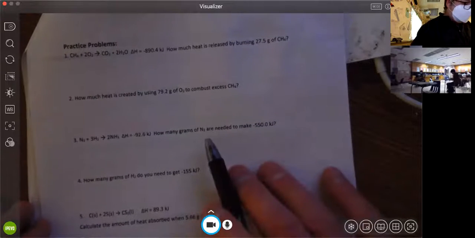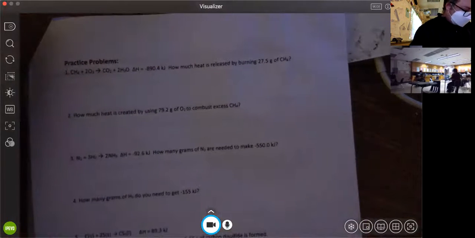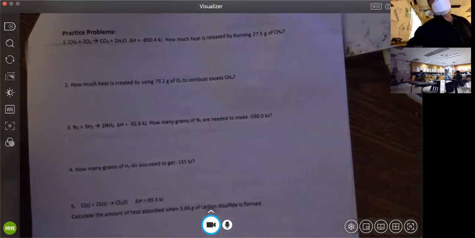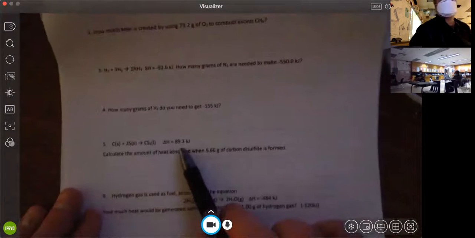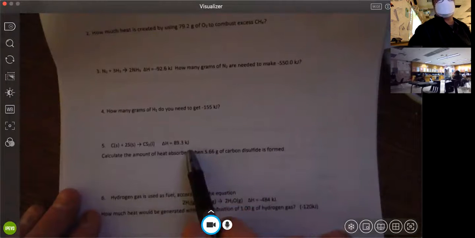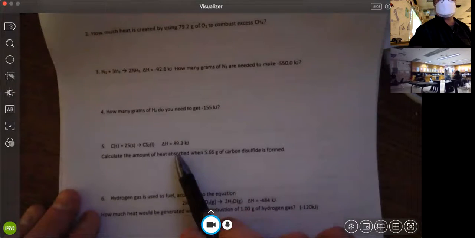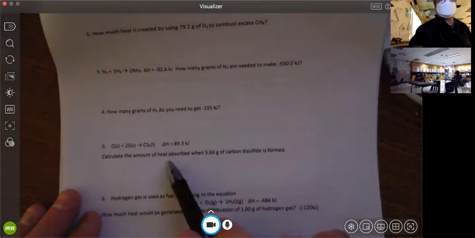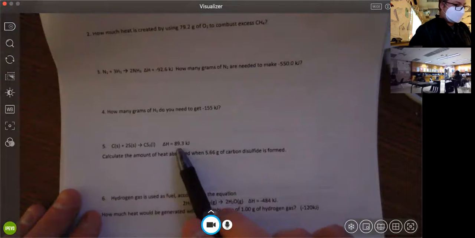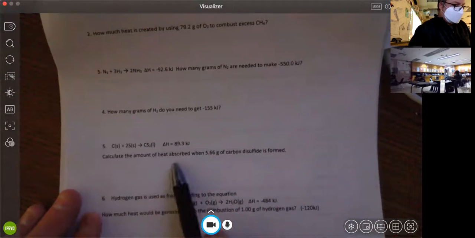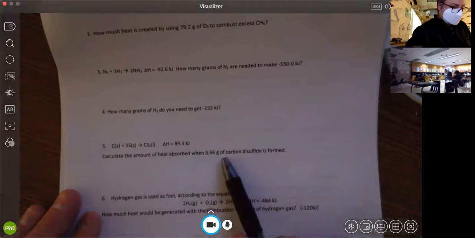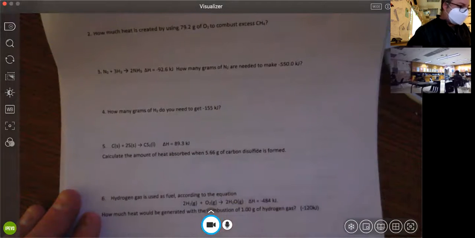All right, so let's do one from yesterday, or one similar to the ones from yesterday, to bring us back into it. So these reactions right here, if we have something that gives us the delta H, if that delta H is positive, that means it's absorbing, or it's endothermic. If that delta H is negative, that means it's losing that energy, or it's exothermic. So let's calculate the amount of heat absorbed when 5.66 grams of carbon disulfide is formed.